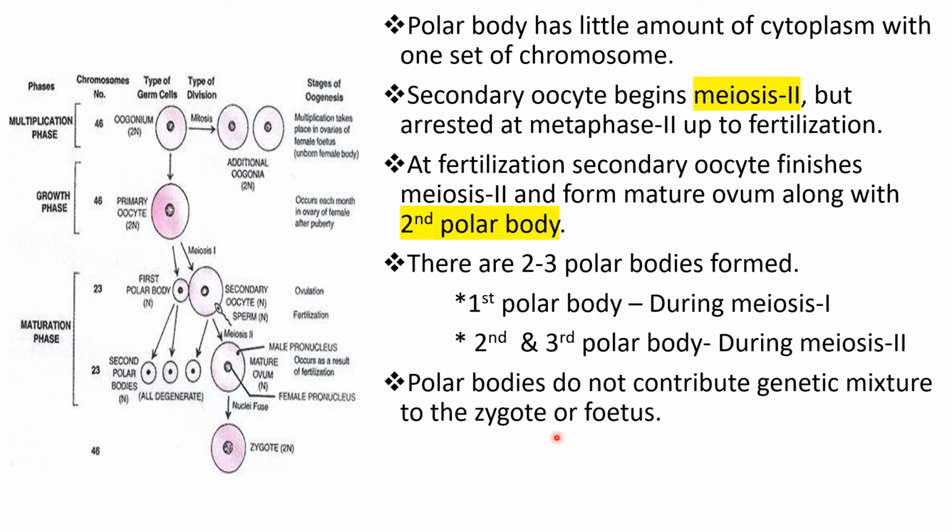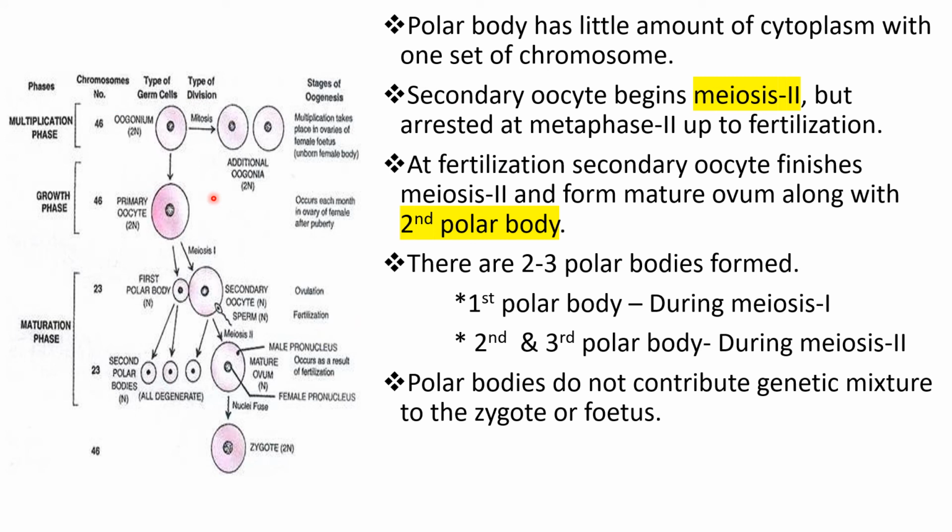Here, polar bodies do not contribute genetic mixture to the zygote or fetus. Polar bodies contain one set of chromosomes as the secondary oocyte contains. Even though they contain the chromosomes or genetic material, they do not share it with either the zygote or fetus.